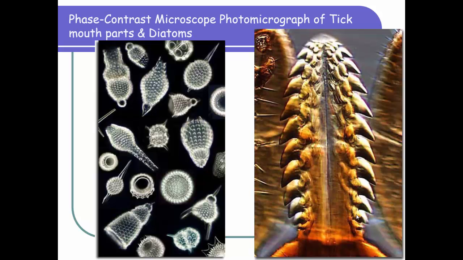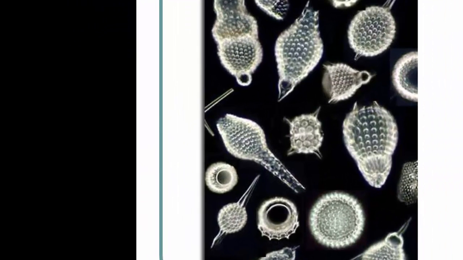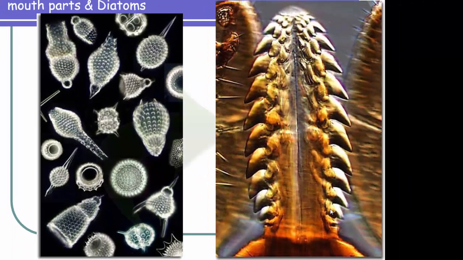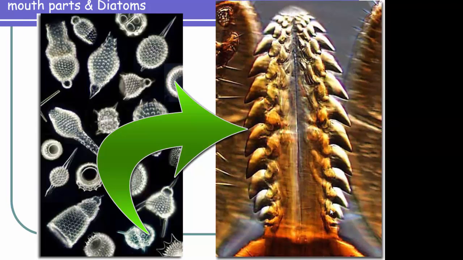For example, this shows diatoms, those microscopic algae present in most bodies of water, both salt and fresh. The nice thing about phase contrast is it does give a nice three-dimensionality to our subject. This picture shows the mouth parts of a tick.